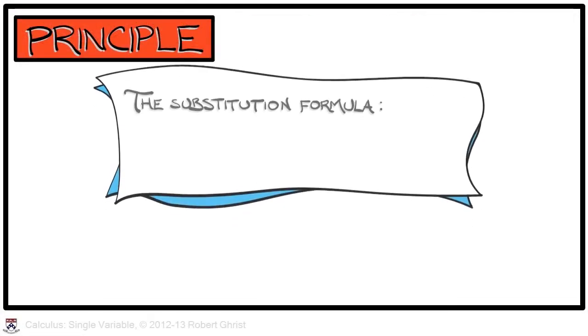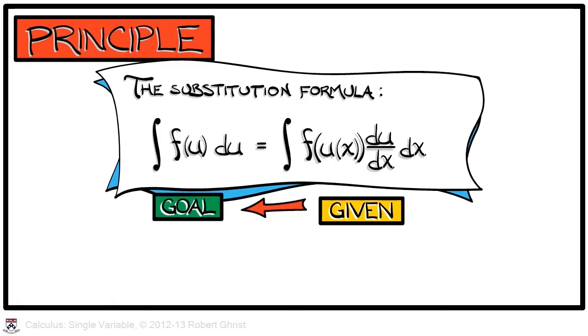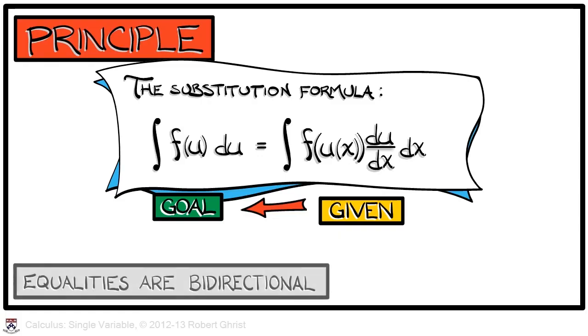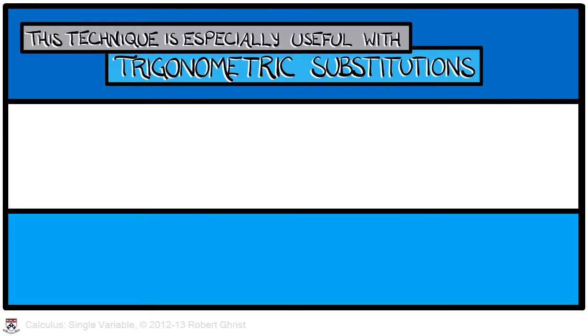Recall from a previous lesson that when we apply the substitution formula to compute an integral, we are typically going from the more complicated looking expression to the simpler looking expression. However, anytime you have an equality in mathematics, it's a road that runs both ways, and we could try exploiting it in the opposite direction. That is what we're going to do in this lesson. This type of substitution is especially useful with trigonometric functions.